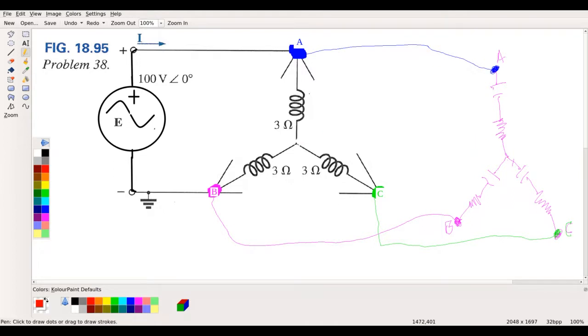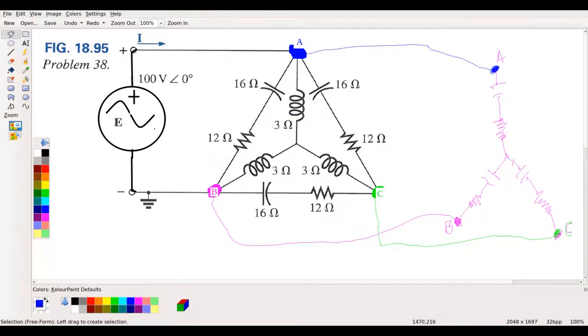If you did that, you would have to combine these two, which are in parallel. But this point is touching point C, and this is touching point B, so those really aren't in parallel. The circuit actually gets more complex if you try to take the delta and make it a Y. So the best strategy would be to take the Y and make it a delta.